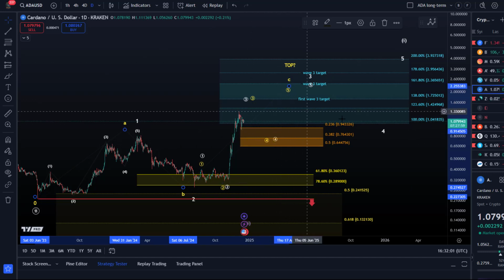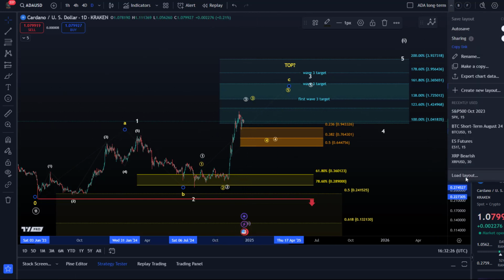And that means on the larger time frame, the next upside levels are relevant: $1.42, $1.72, $2.36, and $2.95. And when we're talking about this ongoing sideways structure, which we currently see, then we don't really see much detail on the larger time frame. So it's best to take a look at the shorter time frame.